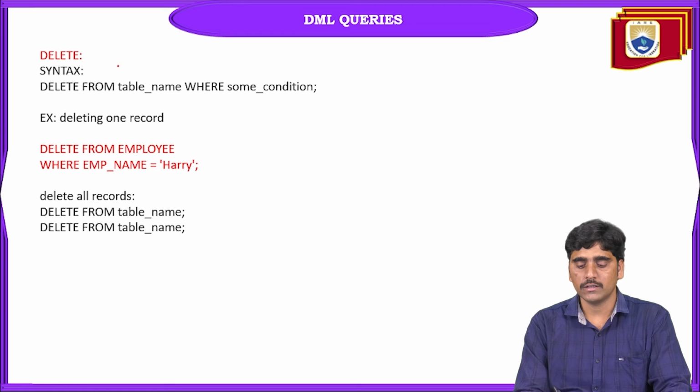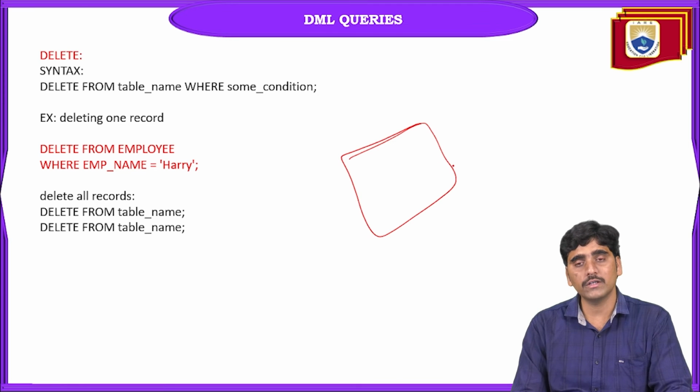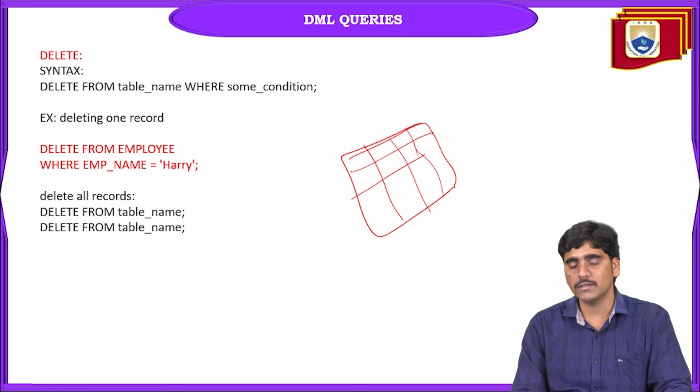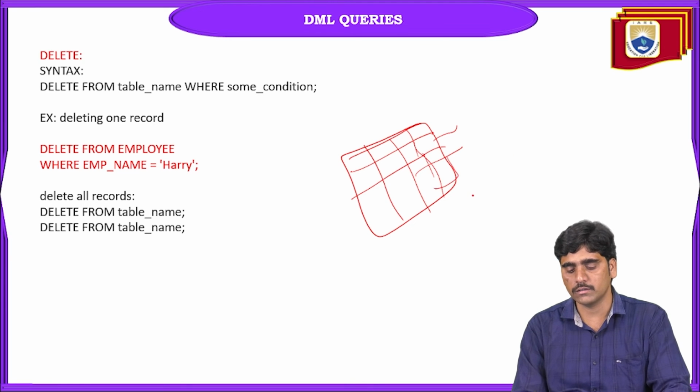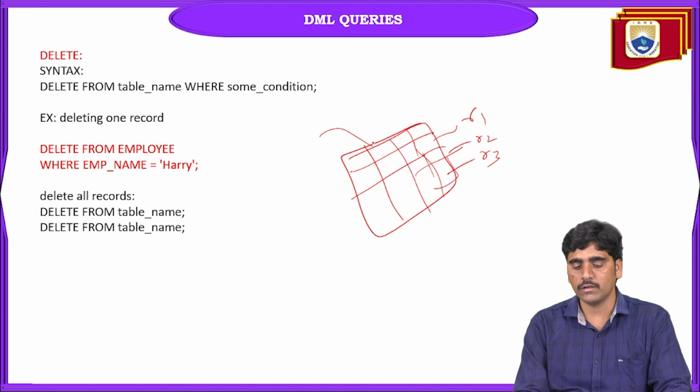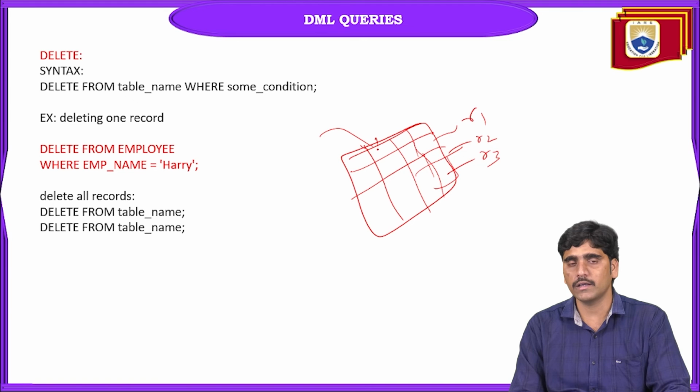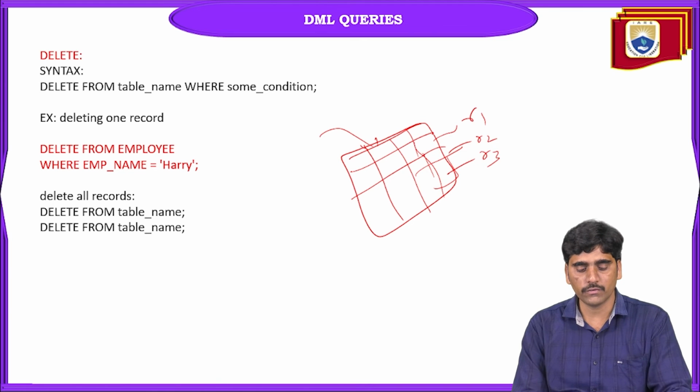One is deleting the entire table. Or, if you want to delete a particular row, you can delete a particular row. You can use the delete operator for that, or you can use it to delete the entire table also. So what is the syntax here?